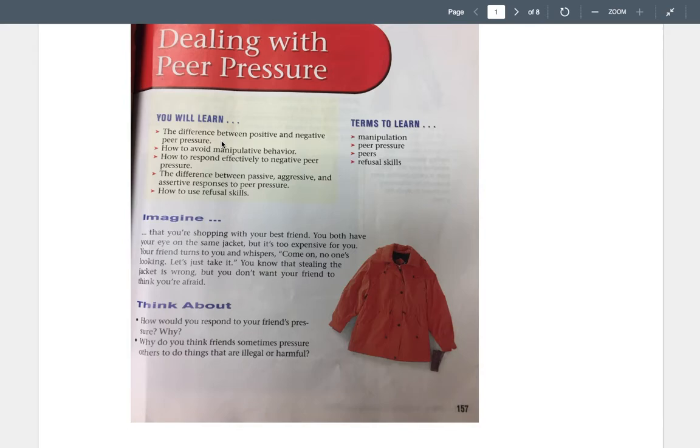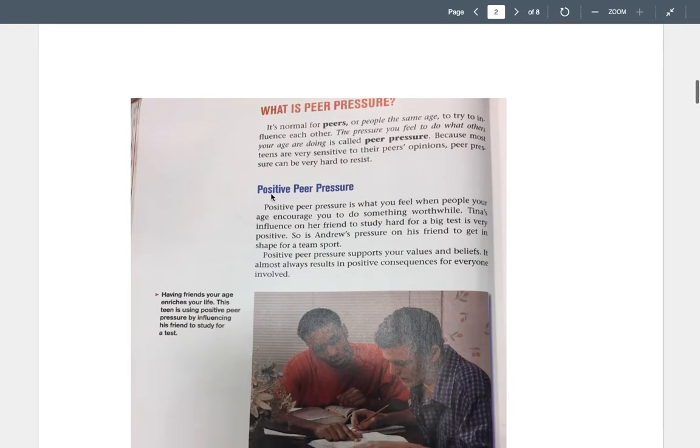Okay, so in this chapter you will learn the difference between positive and negative peer pressure, how to avoid manipulative behavior, how to respond effectively to negative peer pressure, the difference between passive, aggressive, and assertive responses to peer pressure, and how to use refusal skills. That's a hard word to say, refusal.